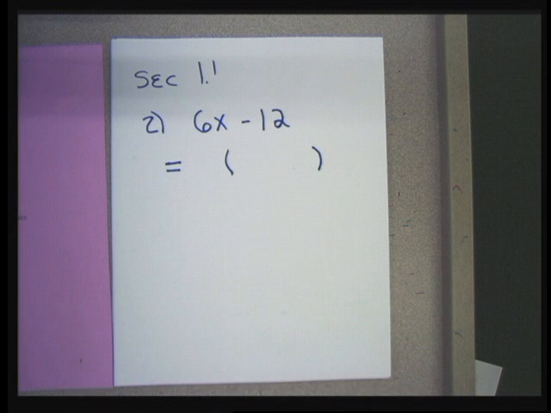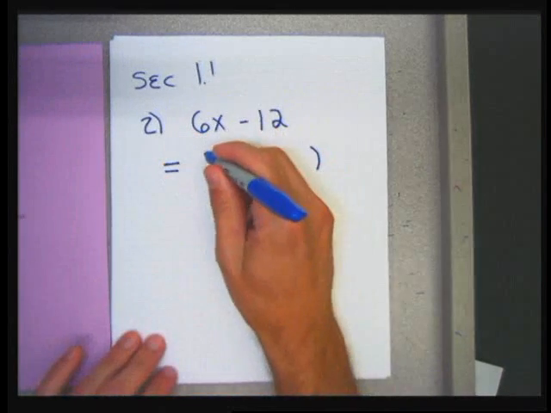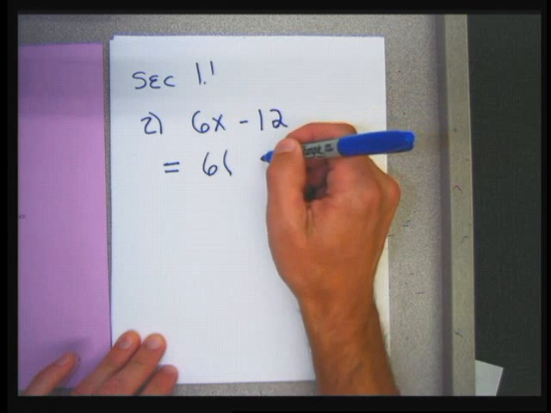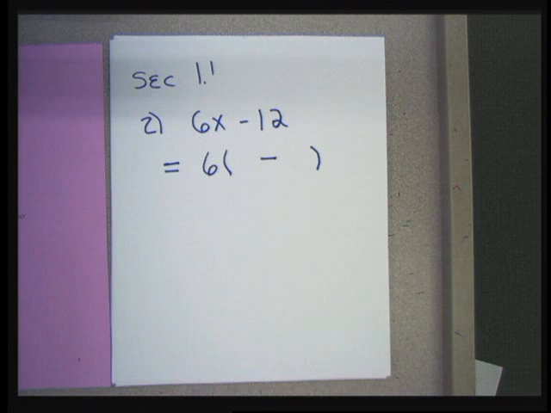Sorry. So, yeah. So 6 is the biggest number that divides evenly into 6 and 12. So I'm going to write a 6 to the left of a parentheses. And inside the parentheses, I'm going to keep the sign from the original problem, the sign between the 2 terms, which is a minus. Because the 6 doesn't have a sign in front of it, I'm going to keep the minus sign. And then I have to decide what to put inside the parentheses.